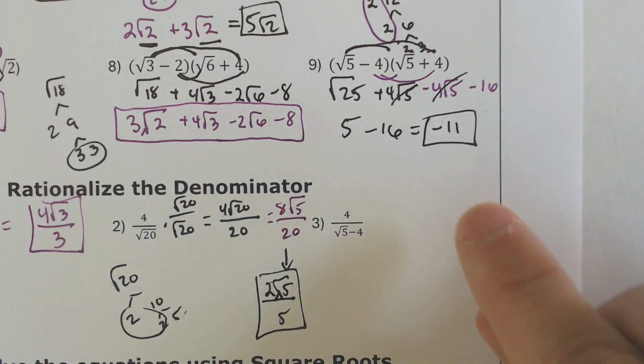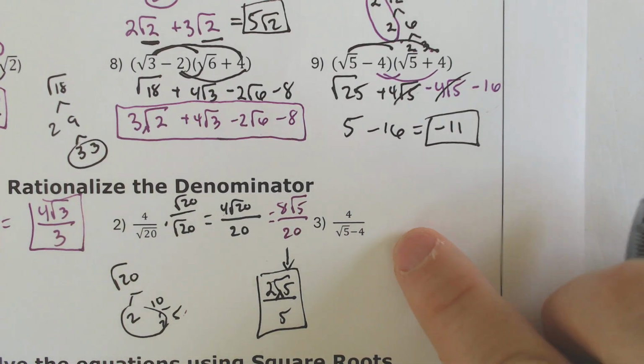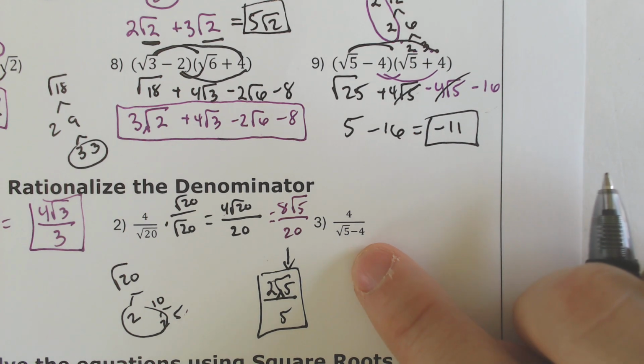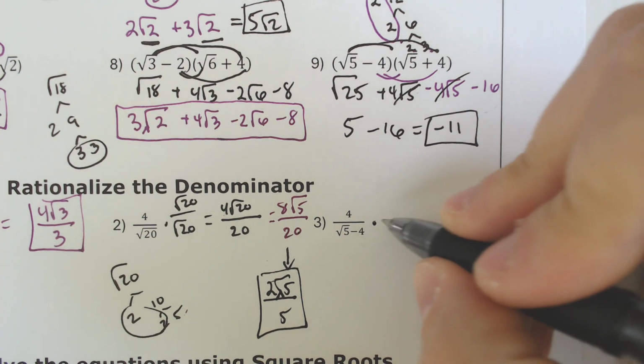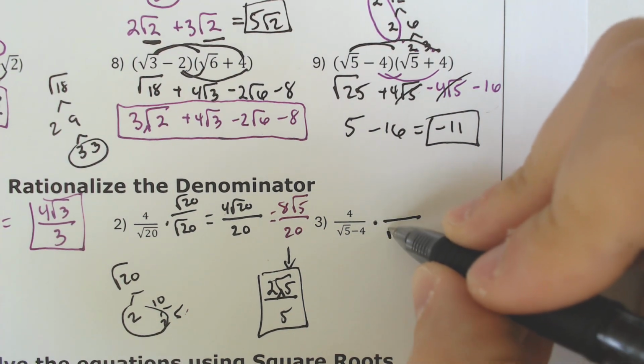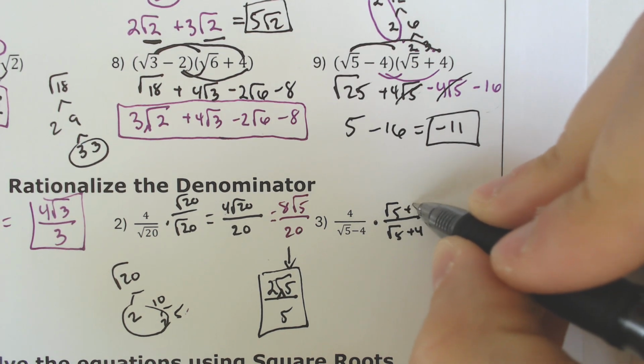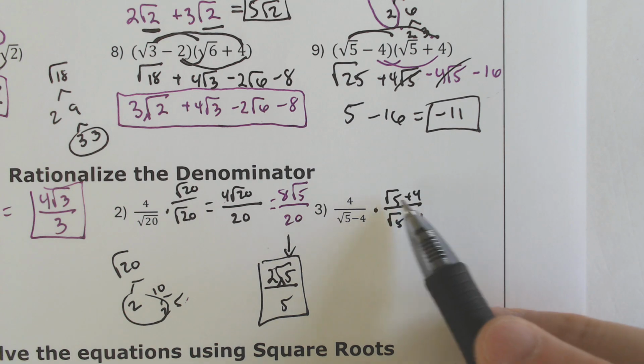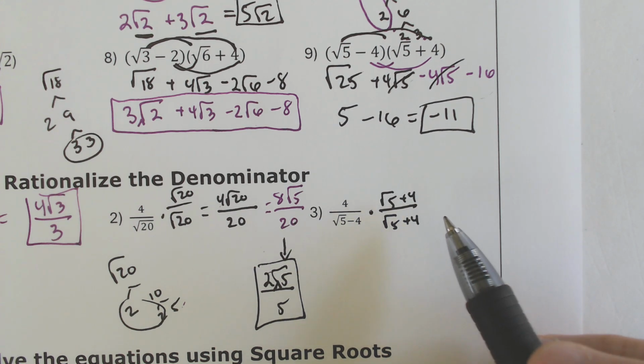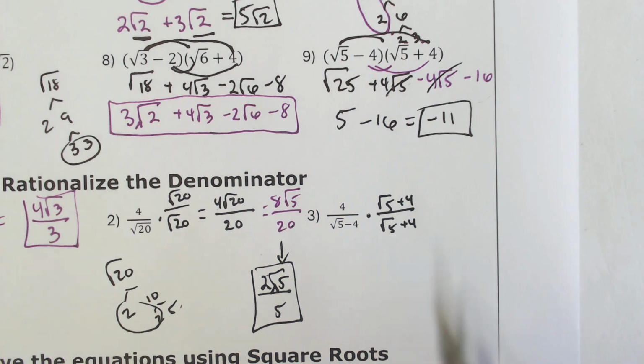Number 3 is a conjugate question, because when you have two things on the bottom, you are going to need to multiply by the bottom, but you're going to want to multiply by changing the sign in the middle. So I'm going to multiply by square root of 5 plus 4 and square root of 5 plus 4, which I coincidentally did here in advance.